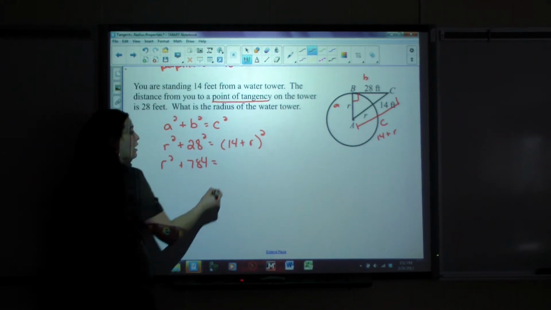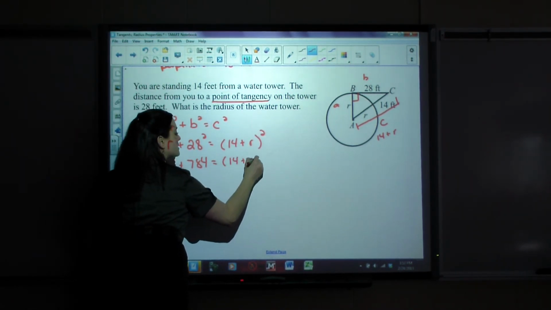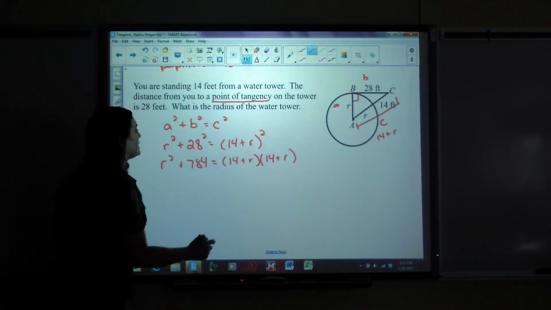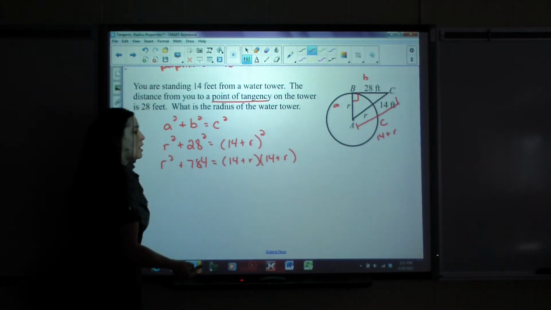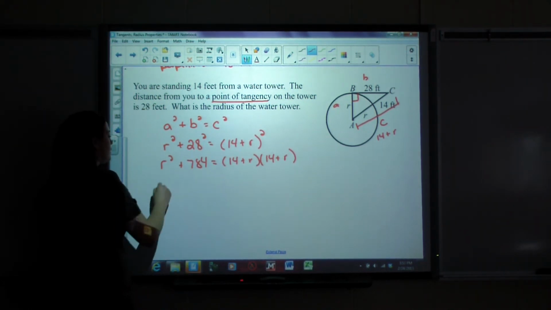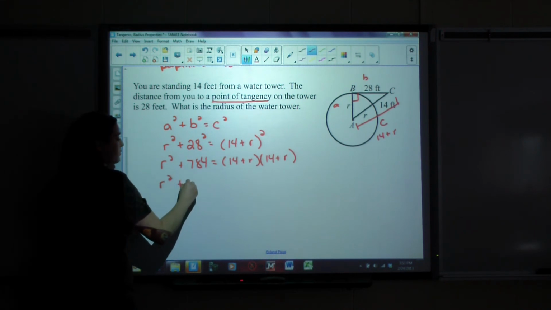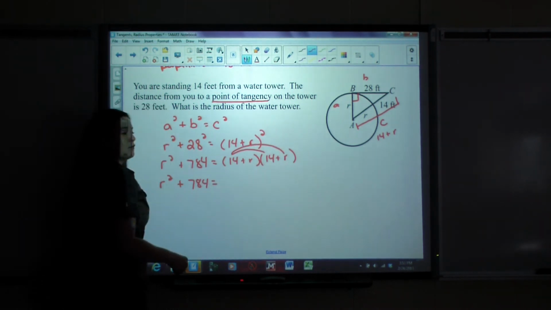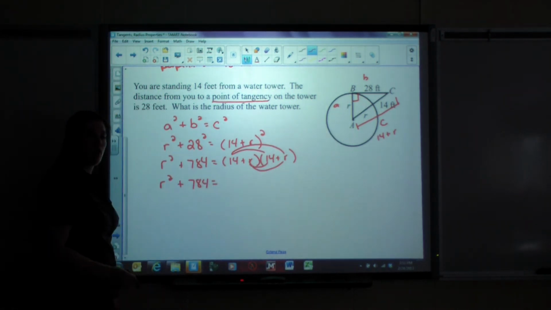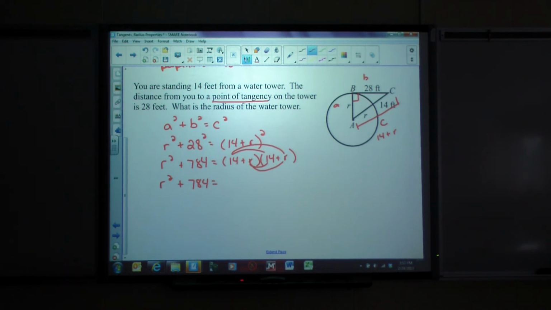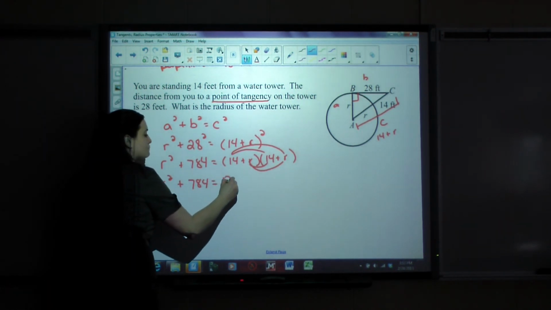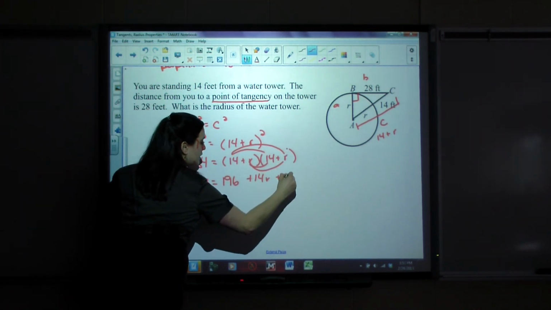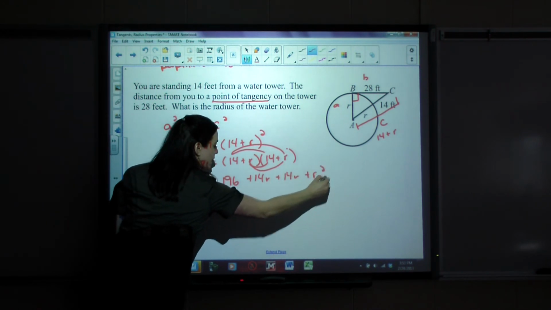Well, (14 plus r) squared is (14 plus r) times (14 plus r). You can't forget the inside. It is not just 14 squared plus r squared. We're going to have some middle terms if you FOIL. So we're going to end up with r squared plus 784 equals, we're going to have to FOIL this out, 14 times 14, 14 times r. So when we square 14, we get 196. And then 14 times r is 14r, r times 14 is 14r, and r times r is r squared.